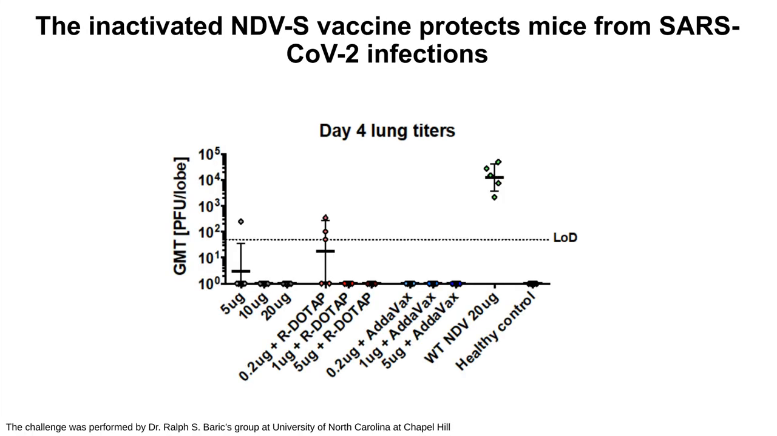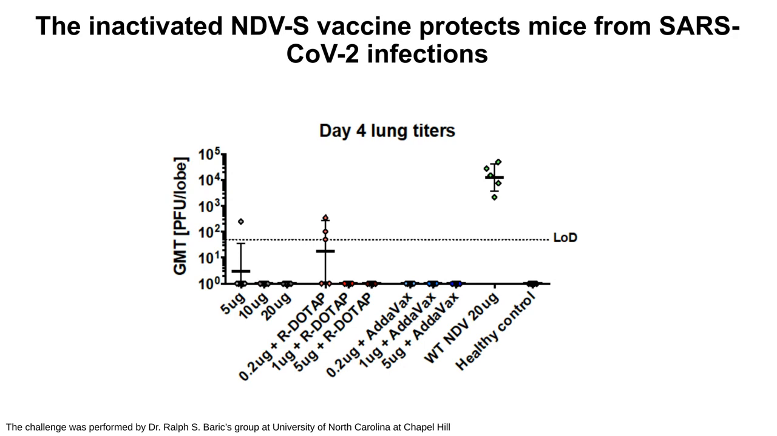And again, if we challenge now these mice, what we see is that especially the adjuvanted vaccine with inactivated virus with Adavax, all the animals that we tested at day 4 with all the doses, 0.2, 1 microgram, or 5 micrograms, don't have viral replication in the lungs. We cannot detect virus titers in the lungs of these animals that have been vaccinated. So this looks very good.